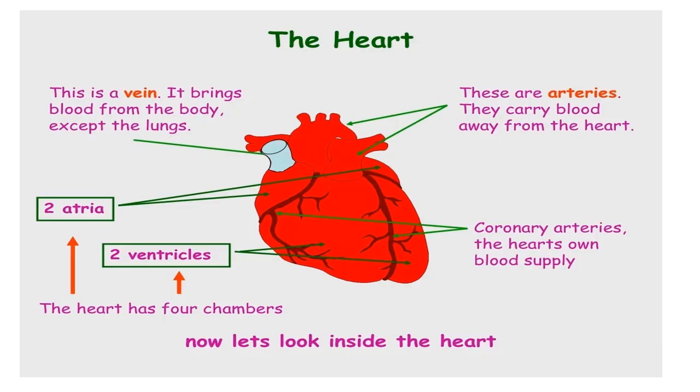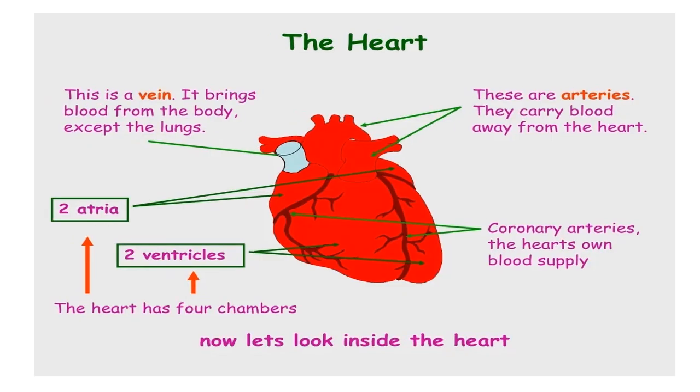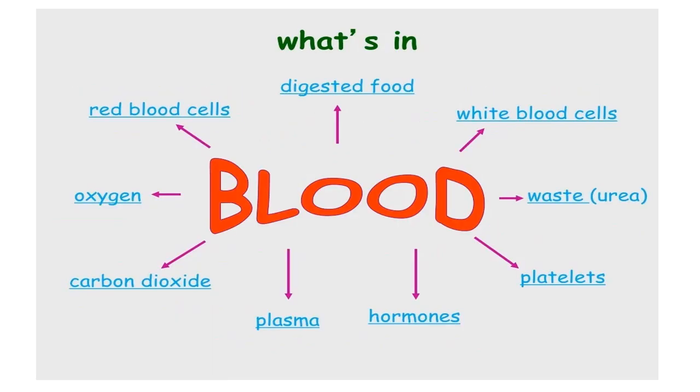And in the heart, we can see this vein, it brings blood from the body except the lungs, and we have two atria, two ventricles and four chambers.